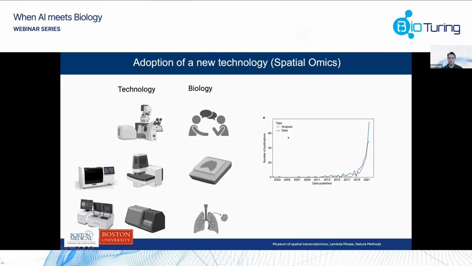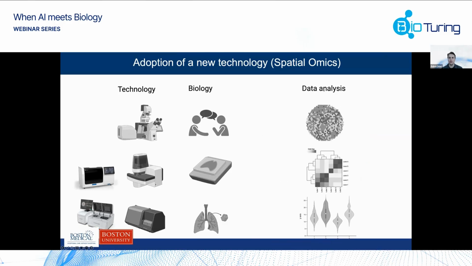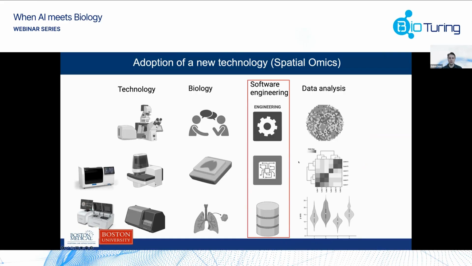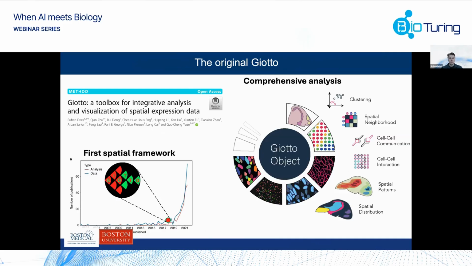In addition to that, once you have data, there are a lot of additional data analysis tools being developed, which is great. But I do think we sometimes overlook this in-between layer, which we call software engineering, where it's really important to think about whether all of these different data analysis tools can play together, and how we can make it so that we can ask any type of question with any type of data set that we have. So originally, I developed Giotto when I was still a postdoc in Guo-Cheng Yuan's lab at the Farber.